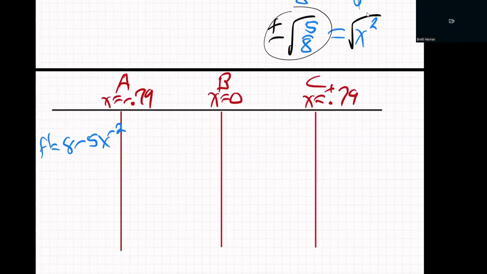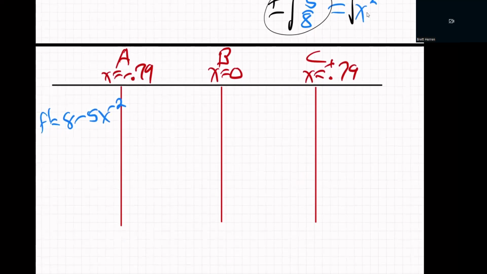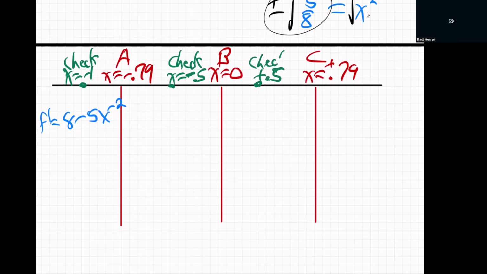I've got to pick some checkpoints. So I'm going to check over here. This would be something like -1, something that's in the first interval. Something like this would be -0.5 in that interval. Something over here is positive 0.5. Check on that. And then over here, x is 1.